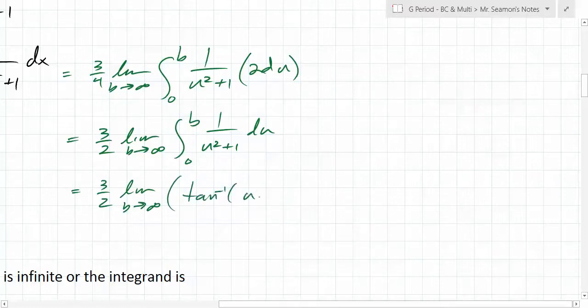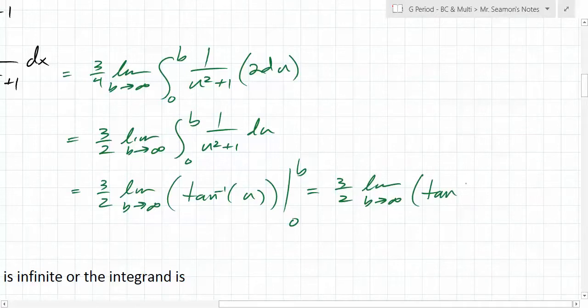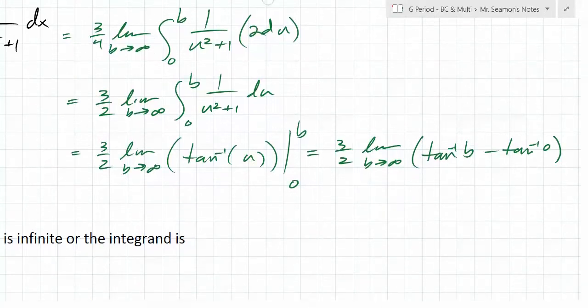Tan inverse of u from what to what? So what is that going to be? 3 over 2 times the limit as b goes to infinity of tan inverse of b, minus tan inverse of 0. Now you need to remember what tan inverse looks like.